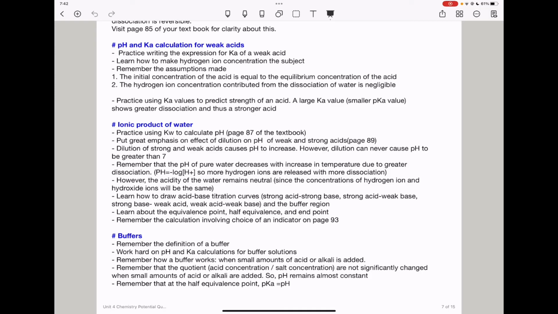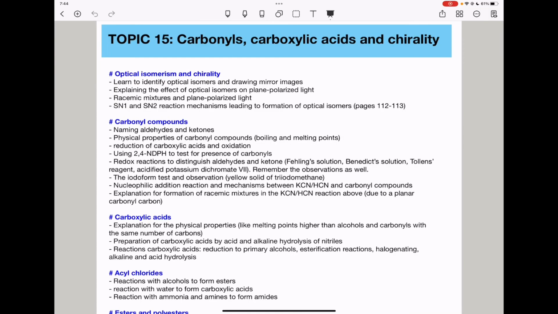Let us continue to topic 15. Topic 15, carbonyls, carboxylic acids, and chirality. Remember that optical isomers have a chiral center and they are non-superimposable mirror images of each other. They could ask you to explain the effect of optical isomers on plane polarized light.